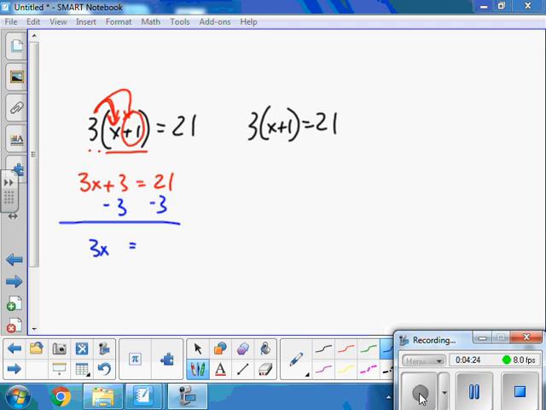21 minus 3 is 18. And then I divide by 3. Whoop, I like that to be a different color. Divide by 3. There we go. X equals 6. So let's check that out.